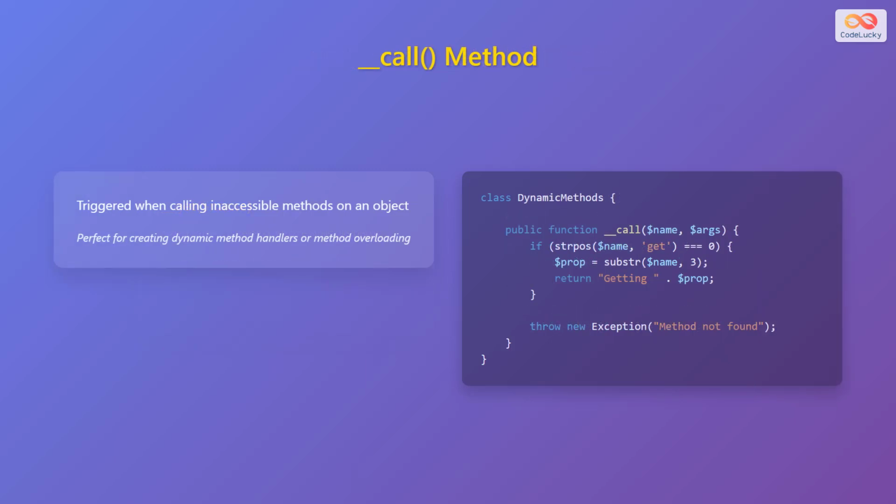The call method is triggered when calling inaccessible methods on an object. This is perfect for creating dynamic method handlers or for method overloading. For example, consider a class named DynamicMethods. The call method checks if the method name starts with "get". If it does, it extracts the property name and returns a string, "Getting" followed by the property name. If the method name doesn't start with "get", it throws an exception.